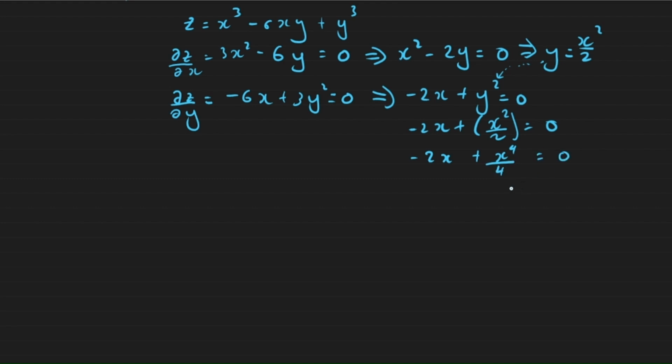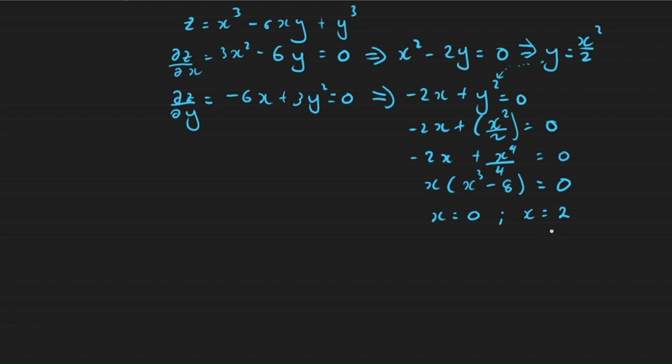equal to 0. That will give us minus 2x plus x to the power 4 over 4 equals 0. So we can solve this quite easily. We multiply the whole equation by 4 and then take out x as a common factor. We get x times (x cubed minus 8) is equal to 0. Solving for this, we get x is equal to 0 and x is equal to 2.